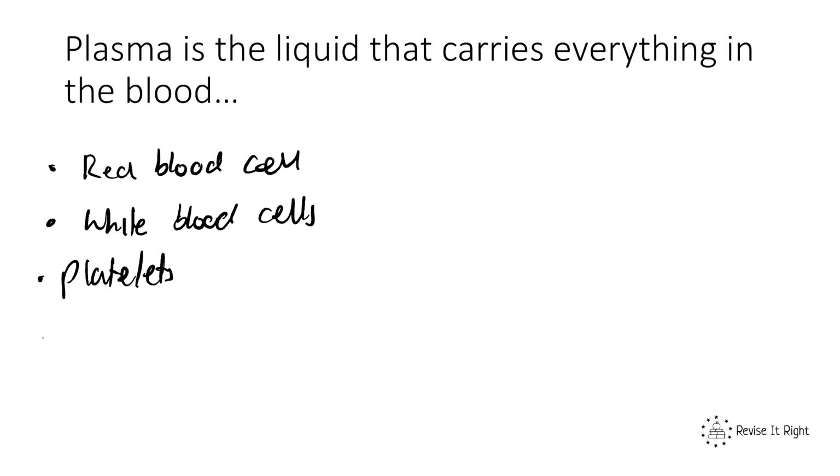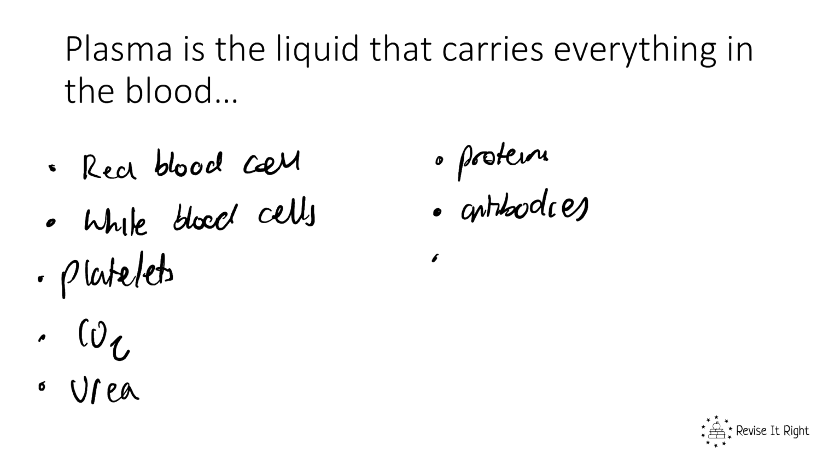So for example, it carries carbon dioxide, it carries something called urea, it carries proteins, it carries the antibodies and the antitoxins that are produced from the white blood cells. So there's lots of things here in plasma. Its function really is to carry everything in the blood, to transport it around. Many, many more, but this is enough that you need to learn. So all of the components, which are red blood cells, white blood cells, platelets, and obviously the plasma, and then extra, so carbon dioxide, urea, proteins, antibodies, and antitoxins.